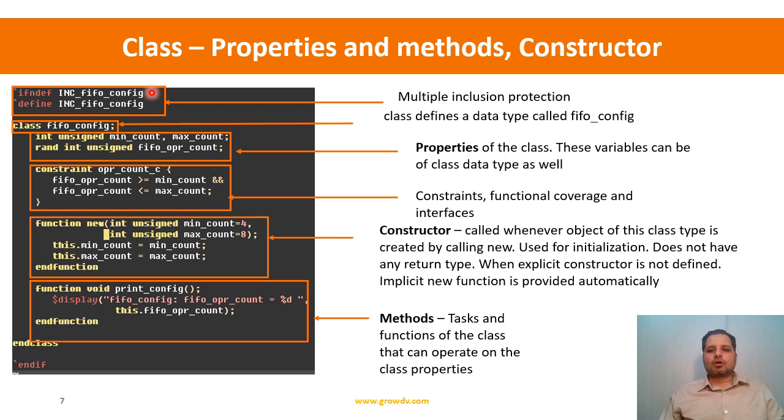So it's generally a good practice to do that. Then you use the class keyword, and you give the name of the class. Okay, that's the first thing that you do. And whenever we do this class, it's actually a data type. We are creating a new data type. So here we have created a new data type called FIFO config. So when you declare a class, it is going to behave like a data type.